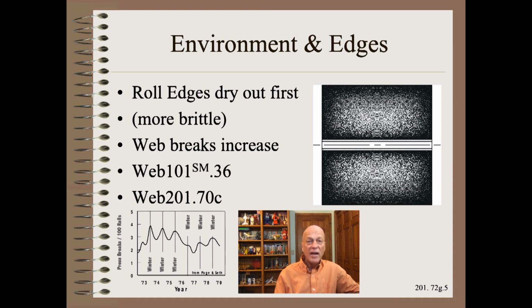Another factor that is particularly important for paper is the increase in web breaks that can be expected when the paper is drier. This graph shows just such a seasonal relationship. Also of note is that paper rolls dry from the edges inward. That means that the edges are at even greater risk of web breaks due to brittleness and local tightness.